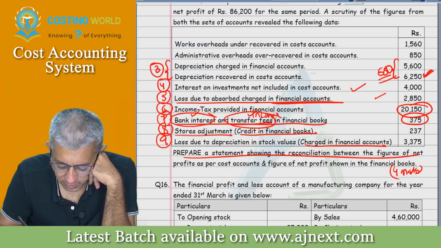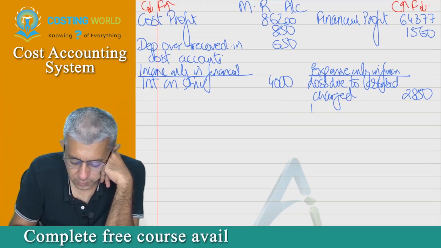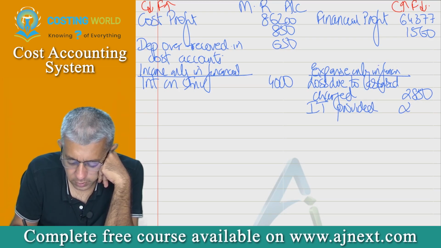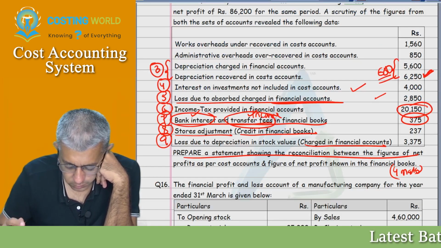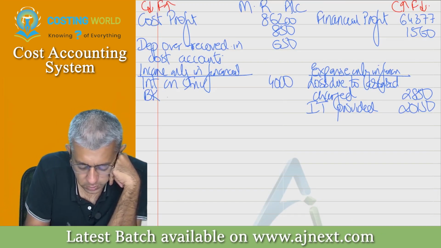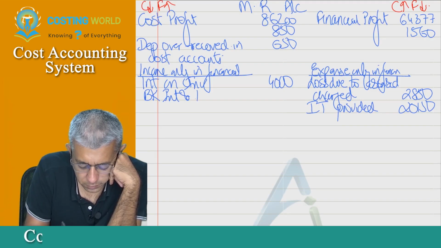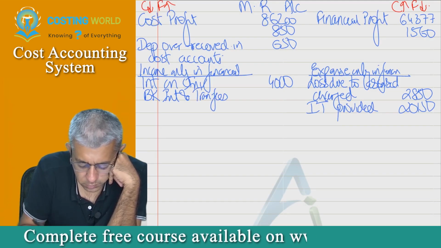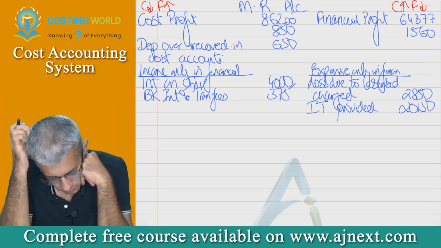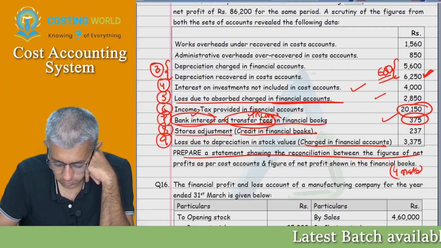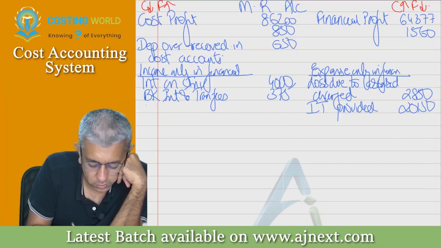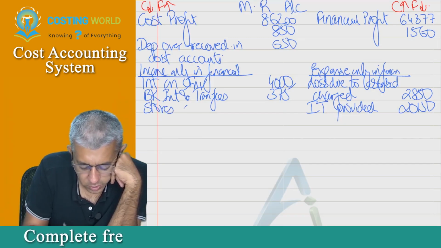Income tax provided in financial accounts. Income tax provided. Bank interest and transfer fees, I explained to you all, this is income. 375. Stores adjustment, it is credit in financial accounts. So that's income in financial accounts.